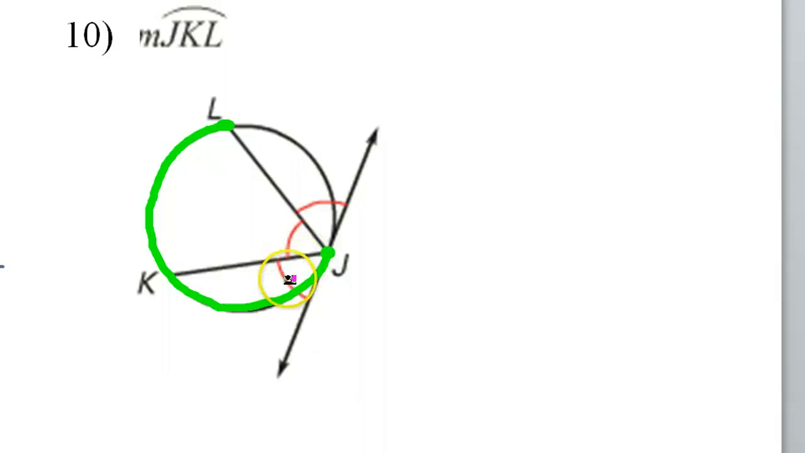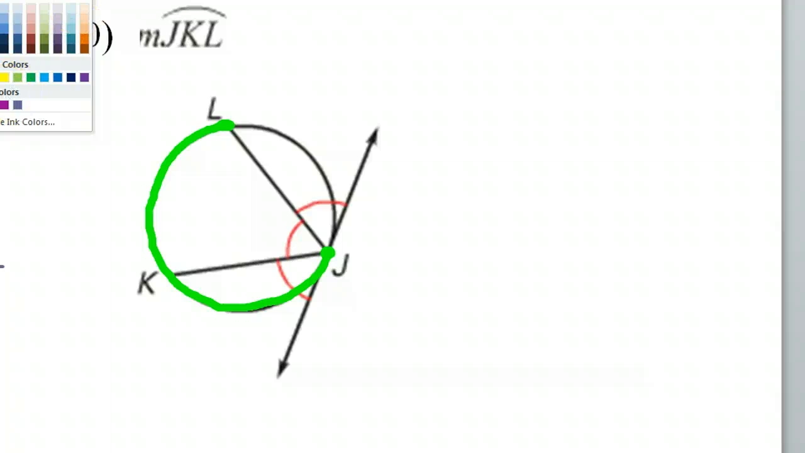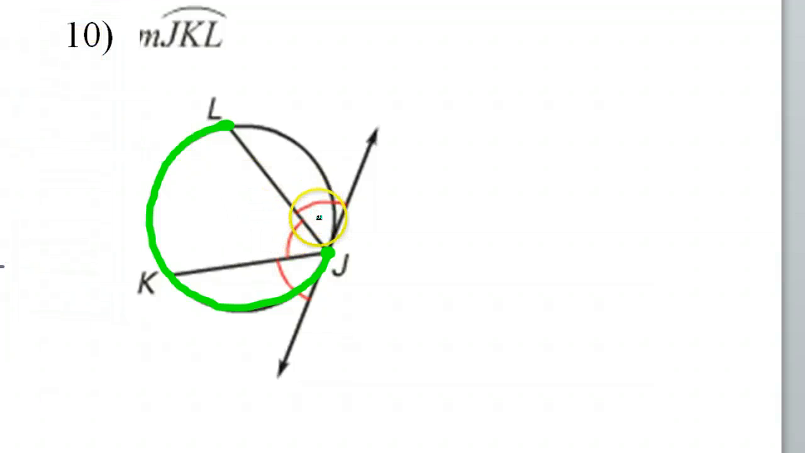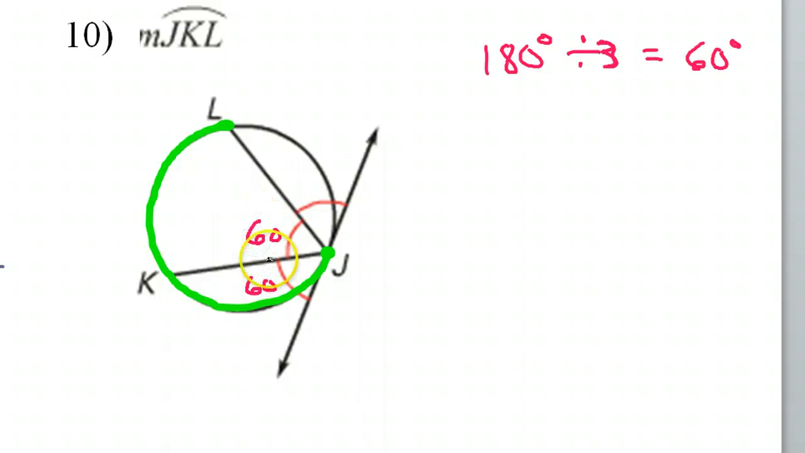Now, in the meantime, see these three marks? These angles are all congruent. So I'm going to use that to help me figure it out. If these are all congruent, and see how this tangent is a straight line? That means right here would be 180 degrees total. So what's 180 degrees divided by 3? Well, 18 divided by 3 is 6. So 180 divided by 3 is 60. So each one of these is 60. So this is 60 and 60 and 60.